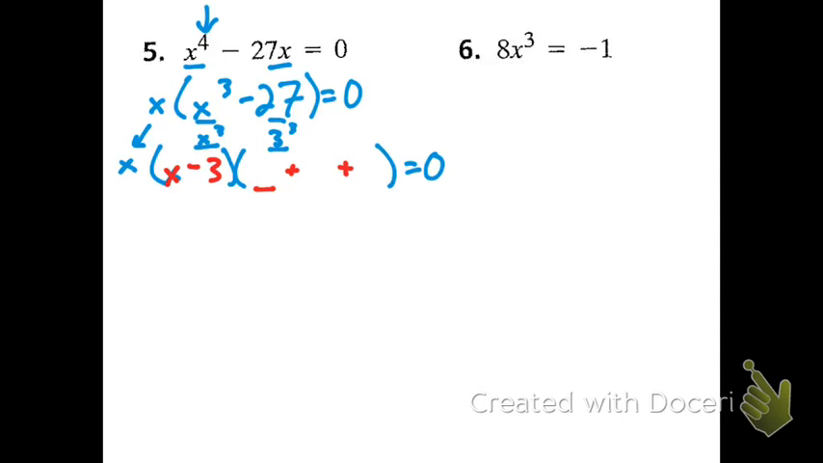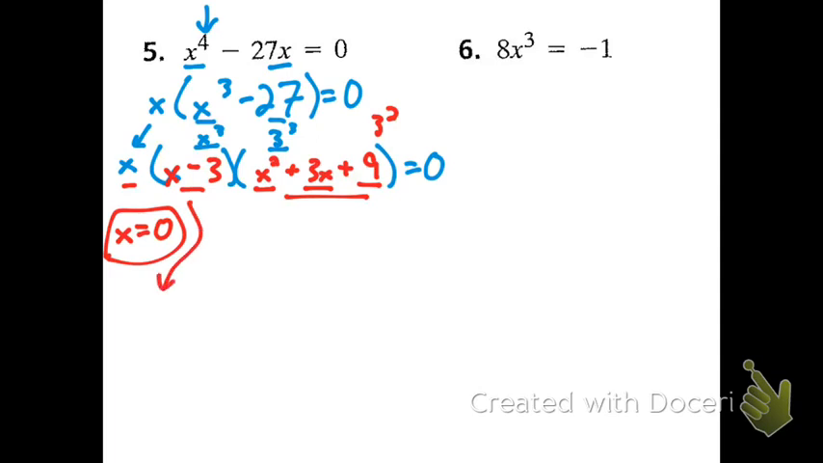This is a squared right there, so it'd be x squared. This is ab, so it's 3x. And this is b squared, so it'd be 9, because 3 squared goes right there. Okay, completely factored, can't do anything more. So now I have 1, 2, 3 things I have to set equal to 0 and get solutions. So I'm going to start by setting x equal to 0. Well, there's one solution. Can't forget about that one.